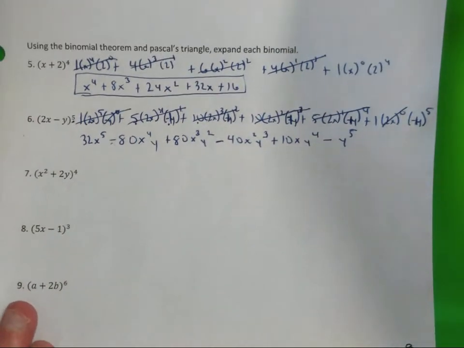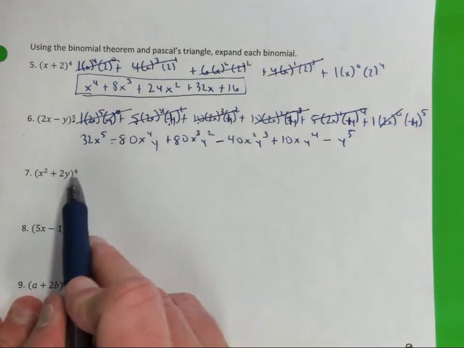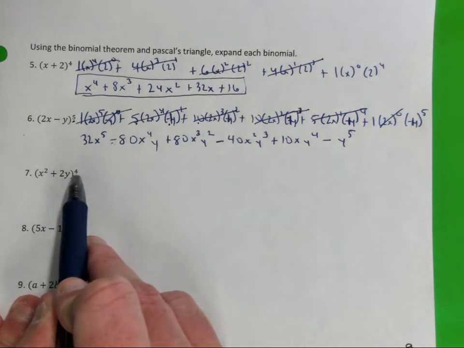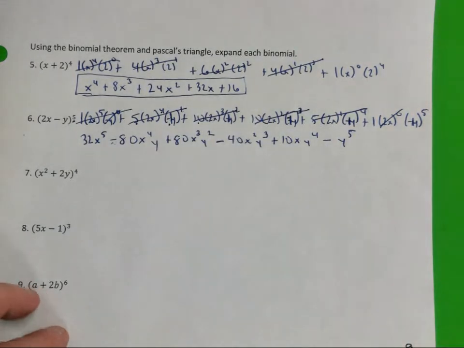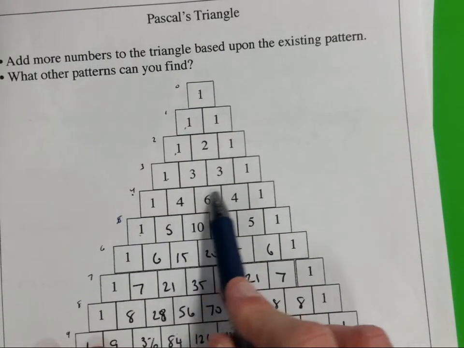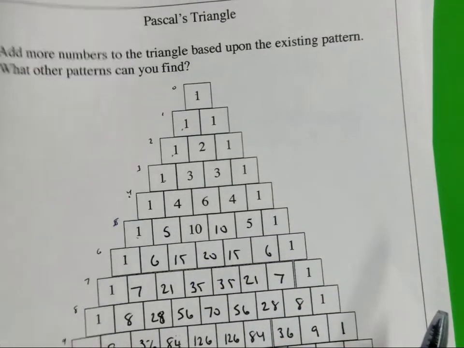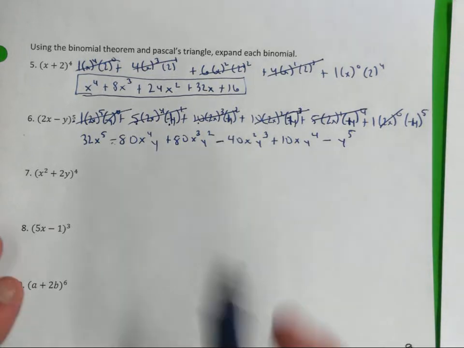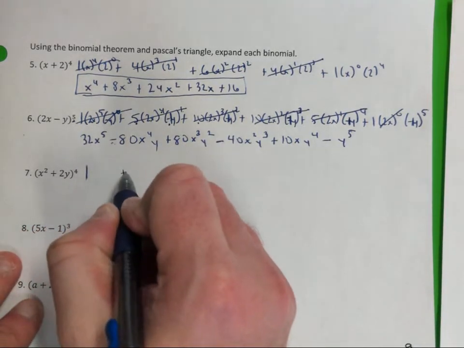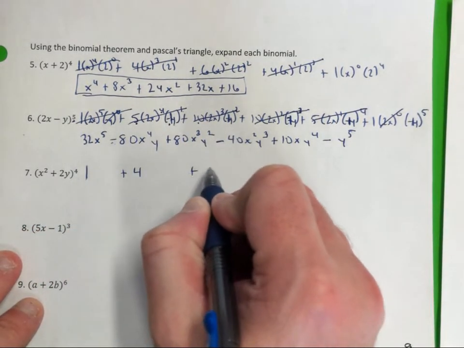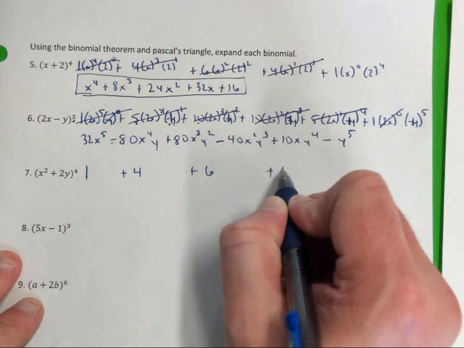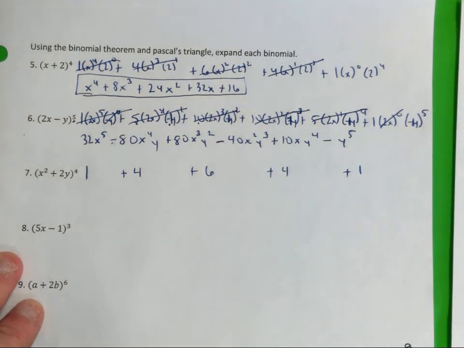All right, let's look at number 7. It's raised to what power here, guys? 4. So you would go to this row right here and choose this one. I'm going to write those numbers down: 1 plus 4 plus 6 plus 4 plus 1.